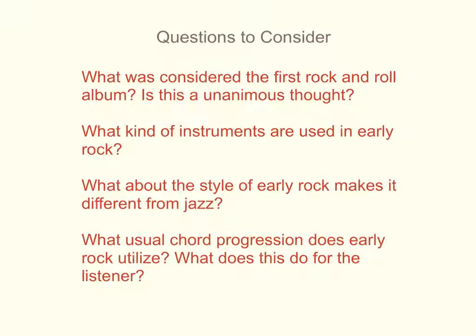Here are some questions to consider about the information we talked about today. What was considered the first rock and roll album? Is this a unanimous thought? What kind of instruments are used in early rock? What about the style of early rock makes it different from jazz? What usual chord progression does early rock utilize? What does this do for the listener?